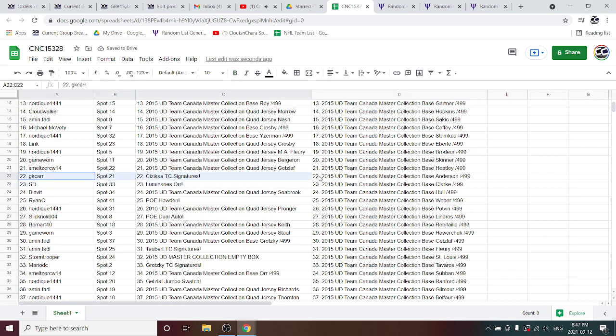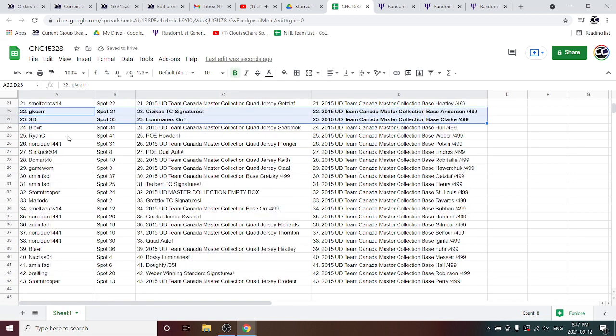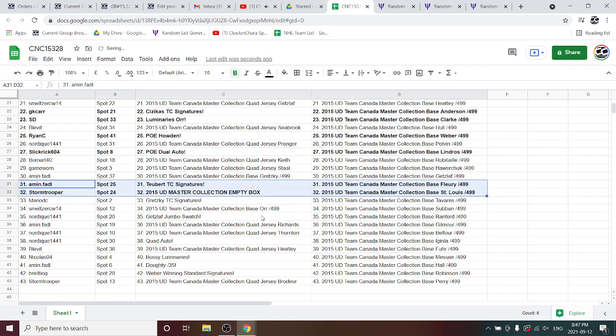The Sizikis team signatures is going to GK Carr, and the luminaries of Bobby Orr is going to SD. The POE of Brett Howden is going to Ryan C. The POE dual auto, I believe that was Price and Mason, is going to Slick Rick 604. The Tubert Team Canada signature is going to Amin. Stormtrooper has got the empty box. Again, that is box number 244.